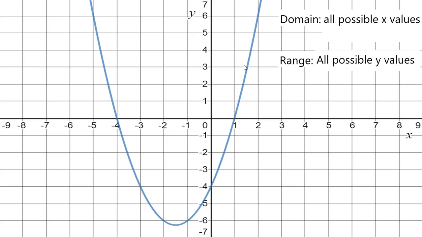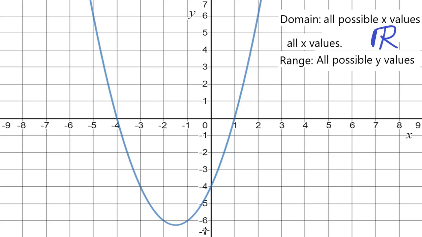Now, in this parabola there are no x values that would not work. This is true of all parabolas. There are no x values that we cannot put in, so the domain is all x values. You could also say all real numbers, or write this symbol right here, which is how mathematicians like to write all real numbers, and I quite like it. This is a very shorthand way to say all x values or all real numbers. Now the range is a little bit more complicated.